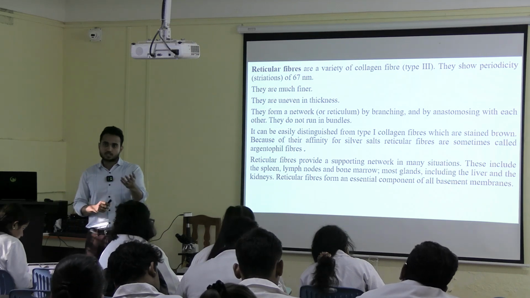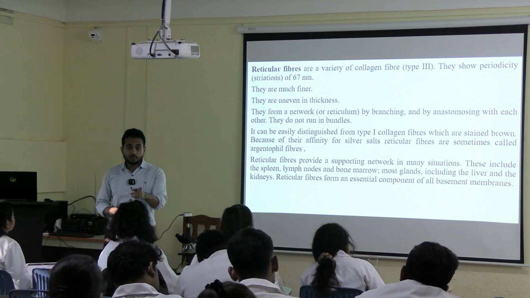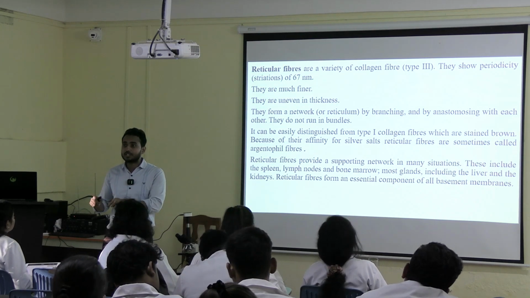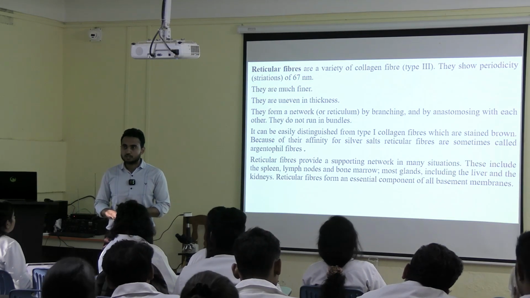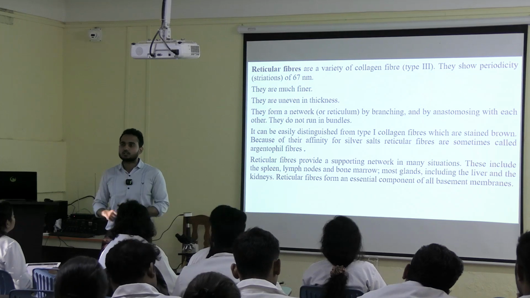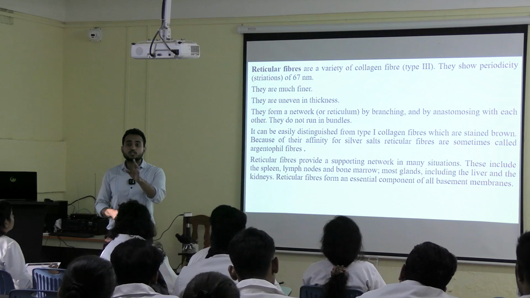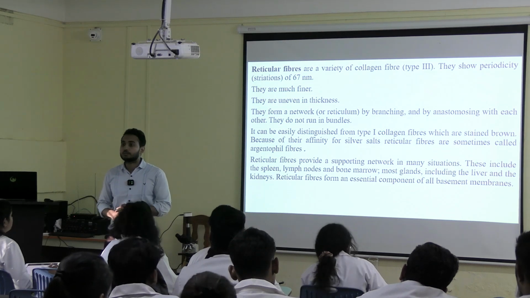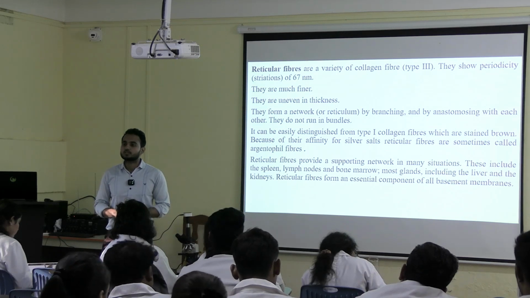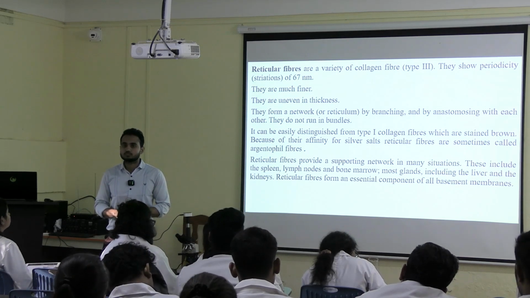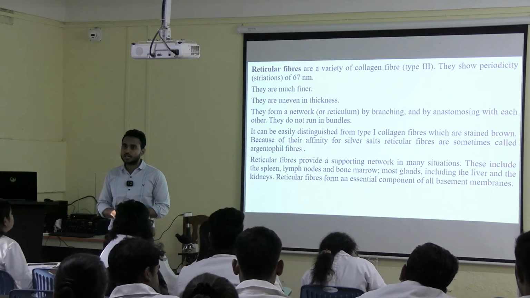Now if I ask you what will be the example of collagen fiber, what will be your answer? Example of collagen fiber means where in our body exactly they are present. I am talking about collagen fibers. The best examples are the joint capsule and then the joint ligament. What about elastic fibers? Yes, the walls of the arteries.